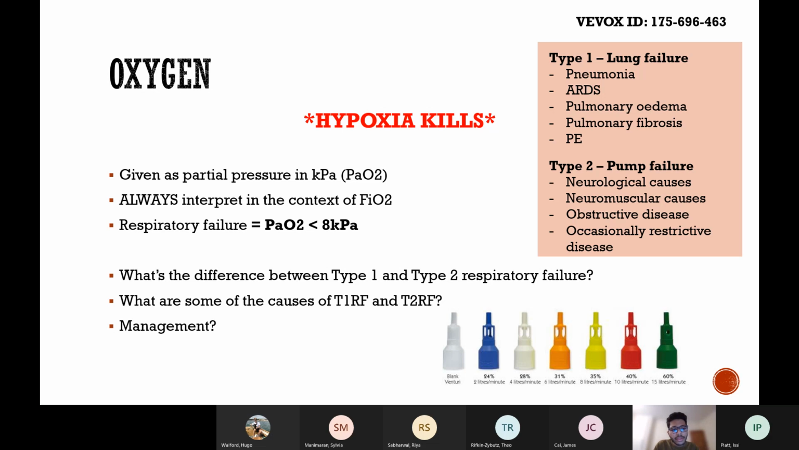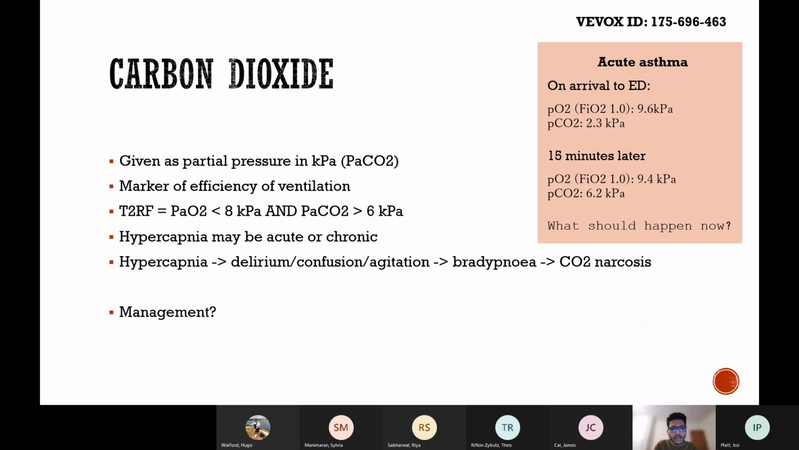Now, in terms of the management, they're slightly different. So type 2, initially you slap on 100% oxygen and then find out what's happening. And then for type 2, you usually want to do what's called non-invasive ventilation, which Sylvia alluded to previously. You want to help them get CO2 blown off using something like BiPAP, but we don't need to go into that today. Just bear in mind that type 2 respiratory failure is mainly a pump issue.